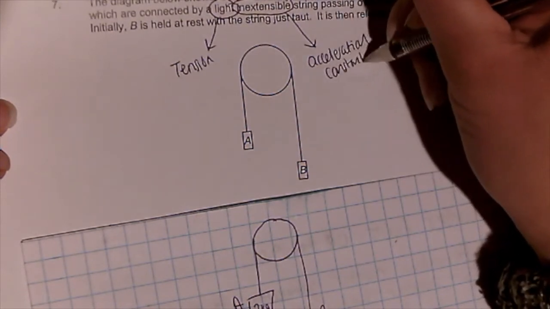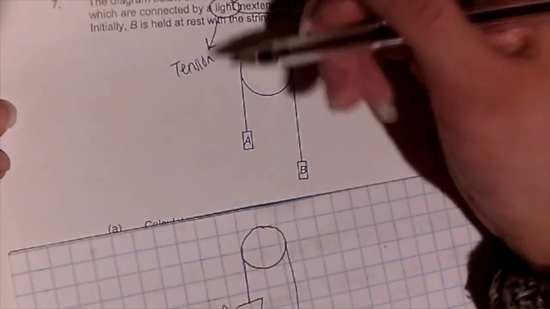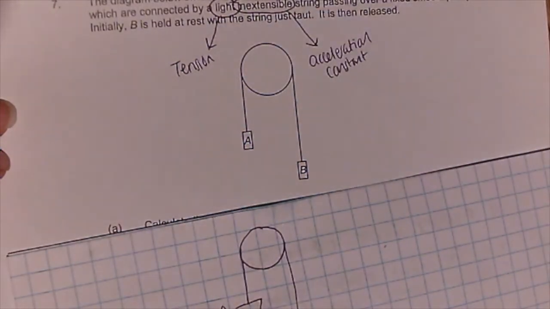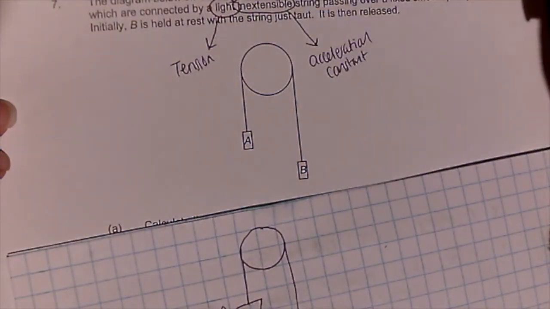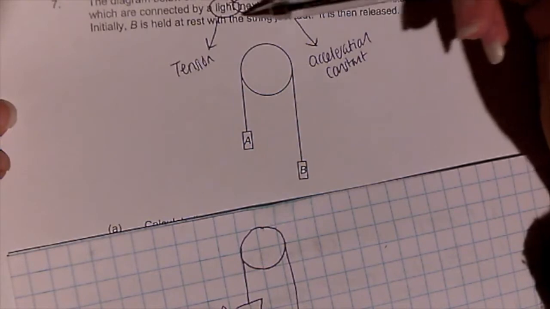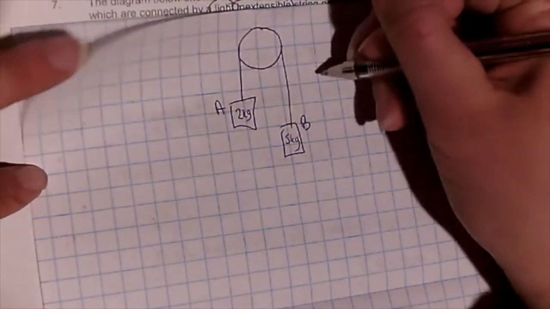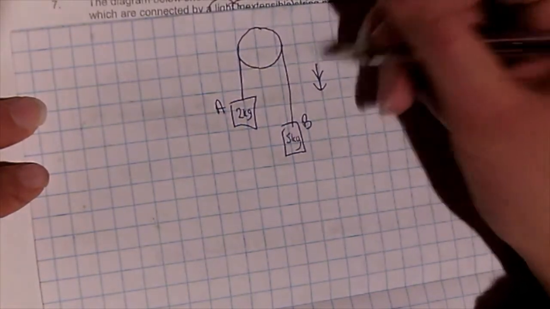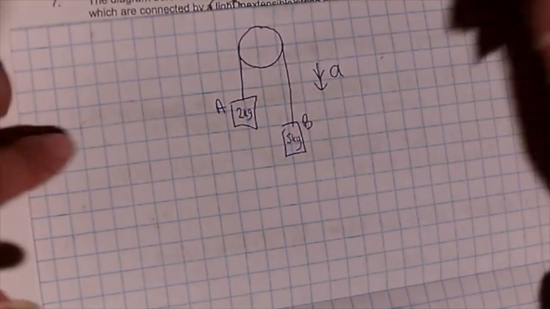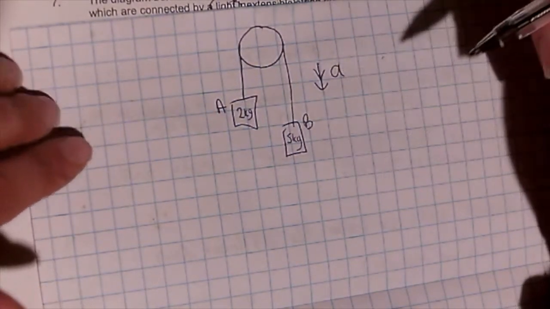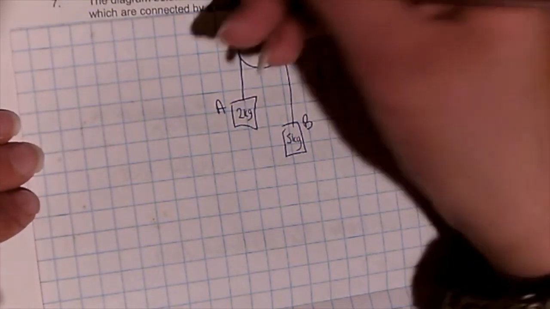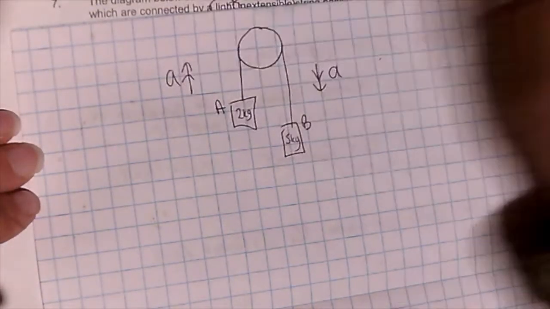In other words, the acceleration of this object is the same as the acceleration of this object. So we're told it's passing over a fixed smooth pulley, so the pulley is not moving and it's smooth, so there's no friction. B is held at rest with the string taut, it's then released. So B is then going to move downwards because it's heavier, so acceleration will be downwards for B. Because B is moving downwards and because you've got an inextensible string, A is going to move upwards with the same acceleration.